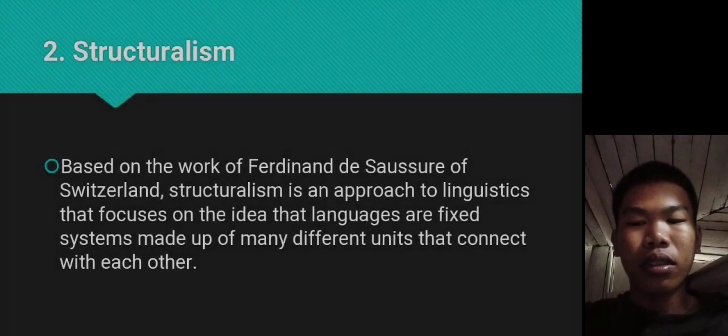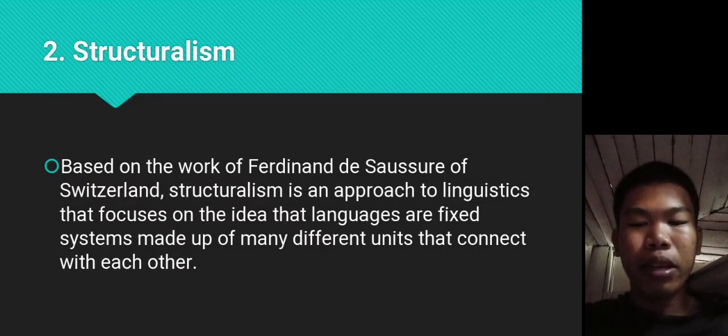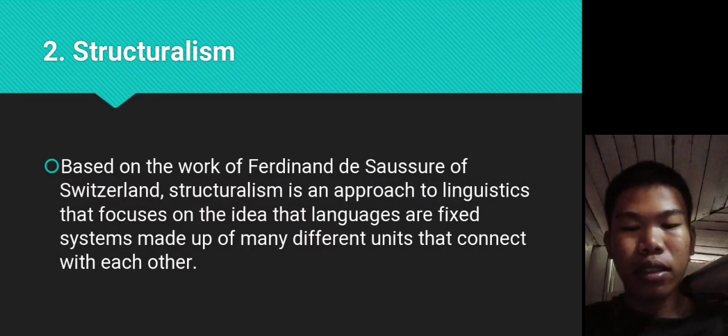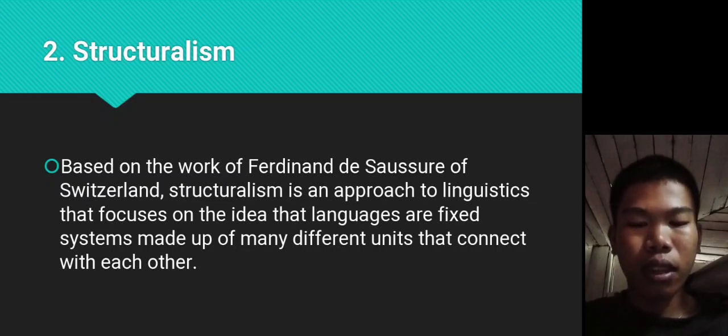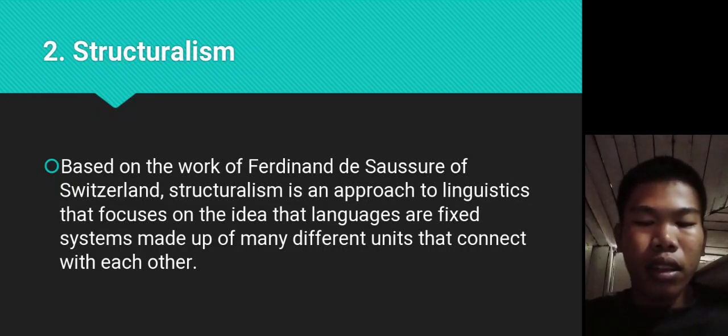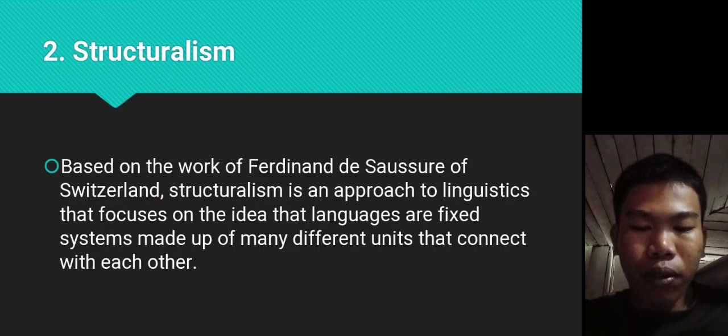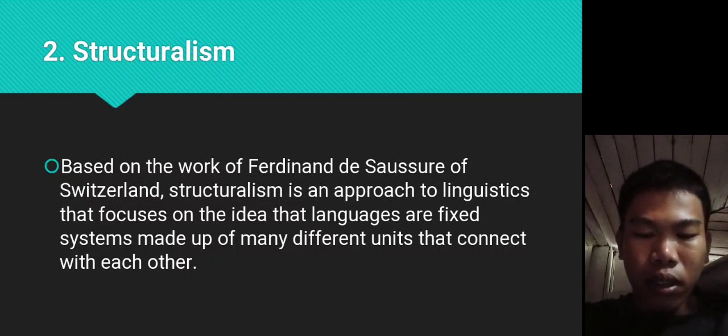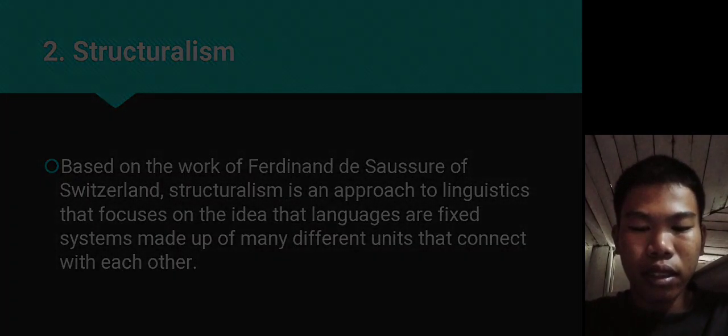Number 2. Structuralism. Based on the work of Ferdinand de Saussure of Switzerland, structuralism is an approach to linguistics that focuses on the idea that languages are fixed systems made up of many different units that connect with each other, and this school of thought marked a shift from historical linguistic analysis to non-historical analysis.